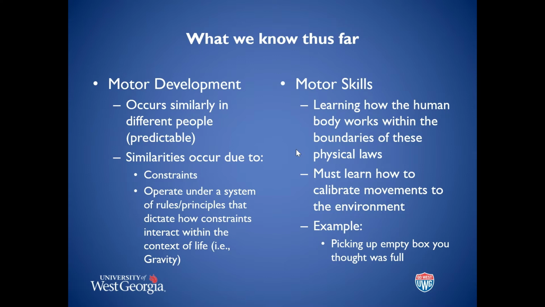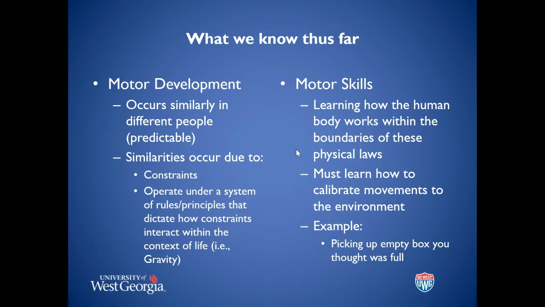And so when we think about movement, again, we've talked about motor development and motor skills. We talked last time, I believe, about how motor development occurs similarly in different people. It's very predictable. It may happen at different times, but the steps are pretty sequential and happen in everyone pretty much the same. These similarities occur because there are constraints that we all operate under, things like gravity, how we interact in different contexts, the things we tend to do, how we walk, and surfaces all tend to be generally the same. And so you tend to learn from those. That's part of motor development.